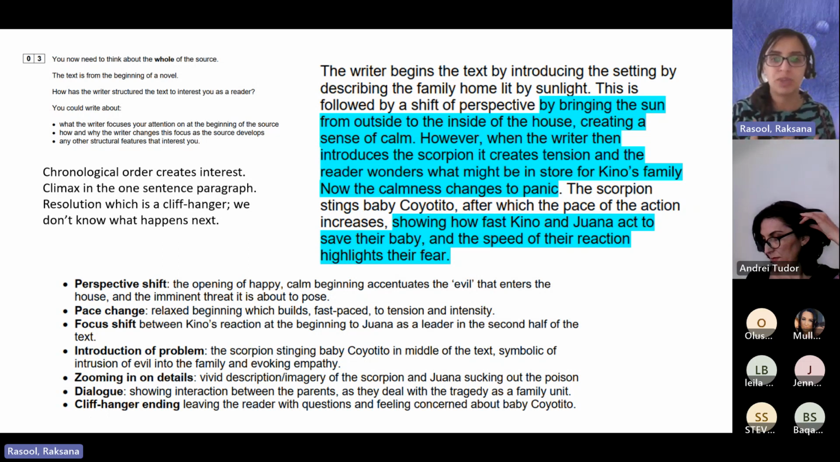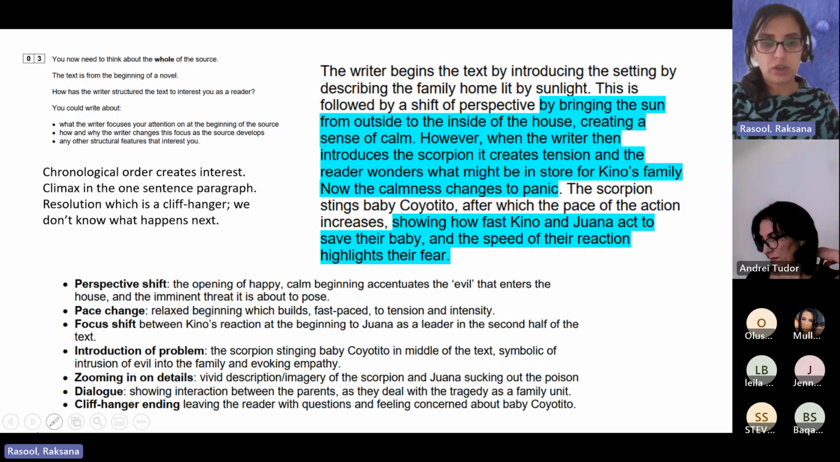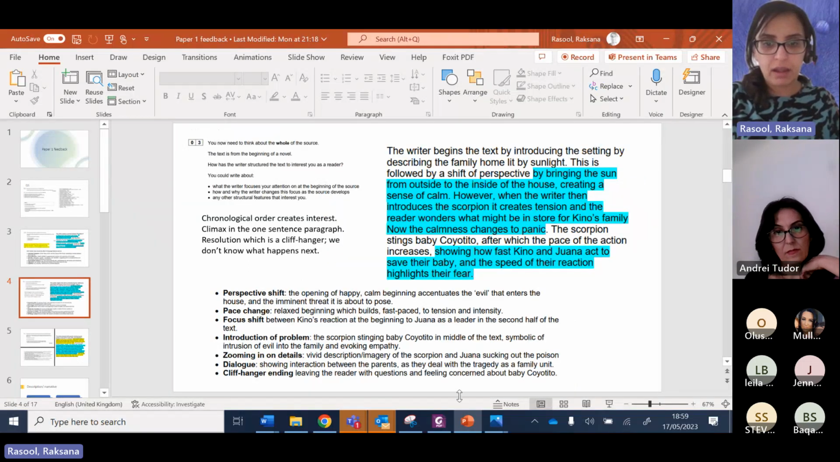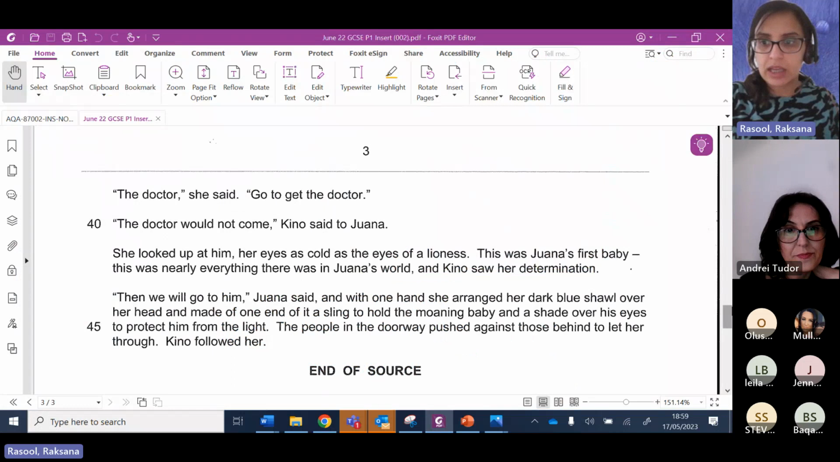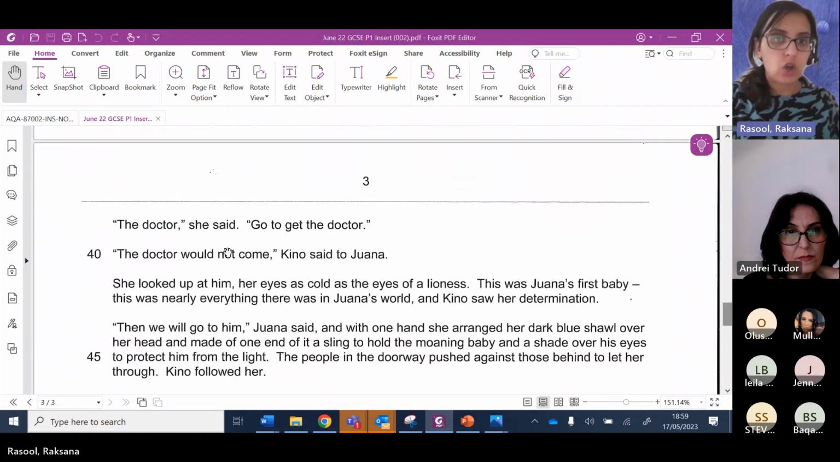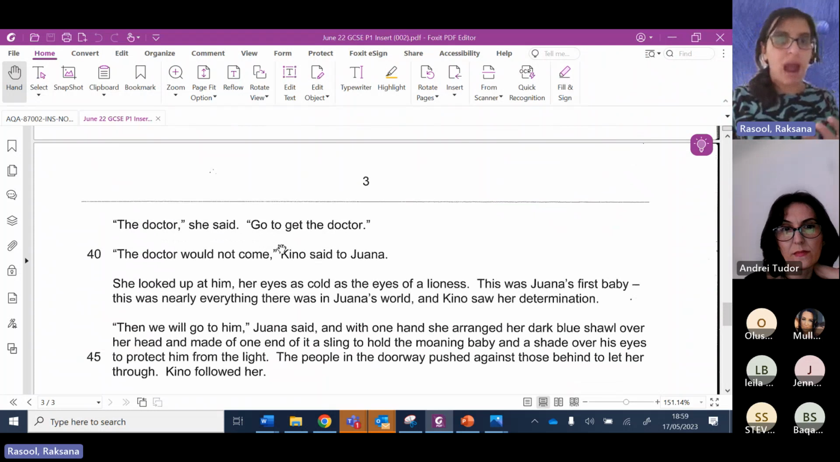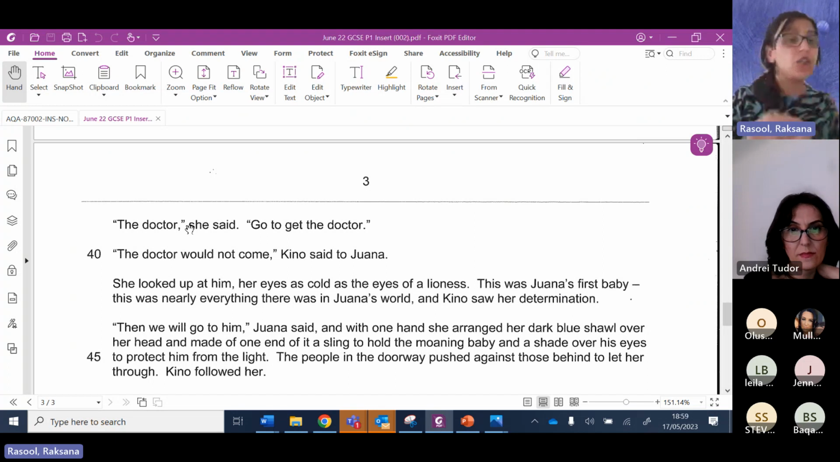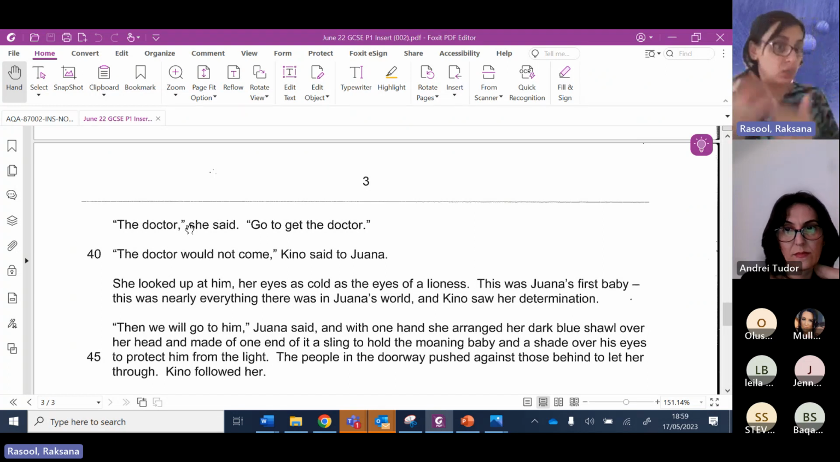It shows the interaction between the parents. If I show you the text again, she says, "the doctor, go get the doctor." And he's like, "the doctor won't come." And then she comes up with another idea, "then we will go to him." In that dialogue, she's the one who makes a suggestion about the doctor. She's the one that ups and leaves and says, we'll go to him then. And it's Kino who's following her lead now.